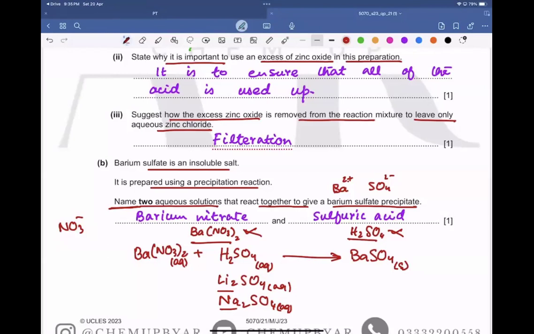Yeah, the places can be swapped. You can write sulfuric acid first and barium nitrate later. It doesn't matter.